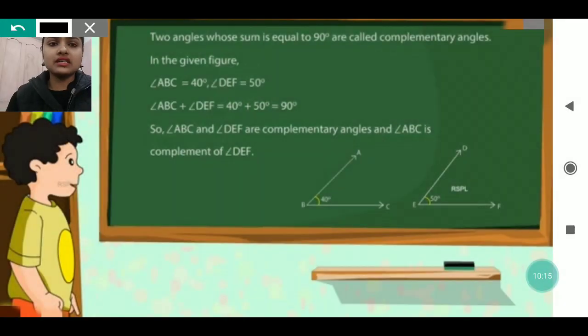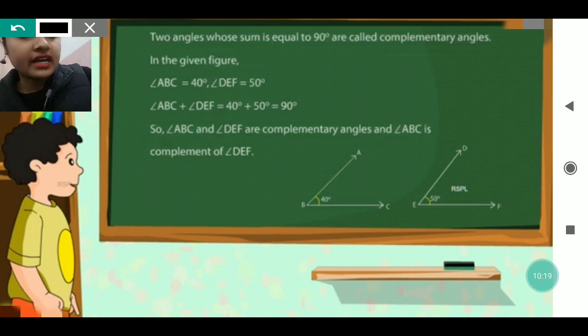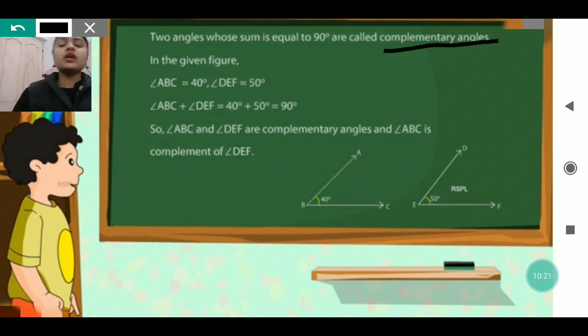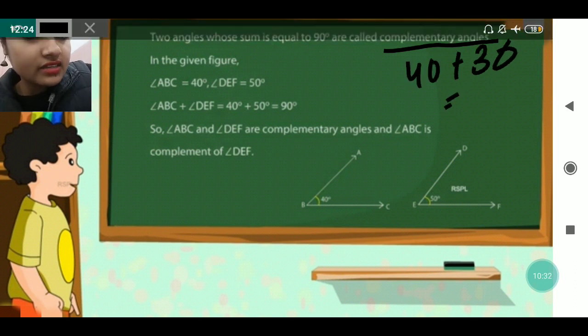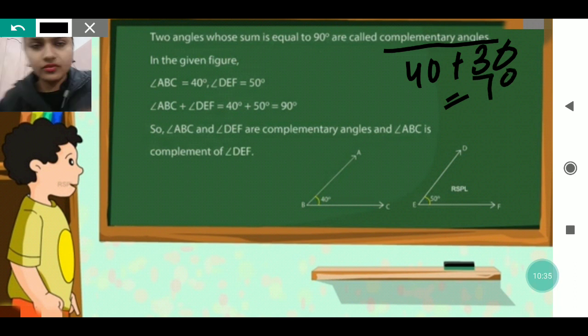Now we have complementary angles. Complete angle we have already discussed, which is 360. Now complementary angle: two angles whose sum is equal to 90. Do you know the meaning of sum? Like if it is given 40 plus 30, you will get 70. So if by adding both you are getting 90 degrees, it means it is complete. It is called a complementary angle.